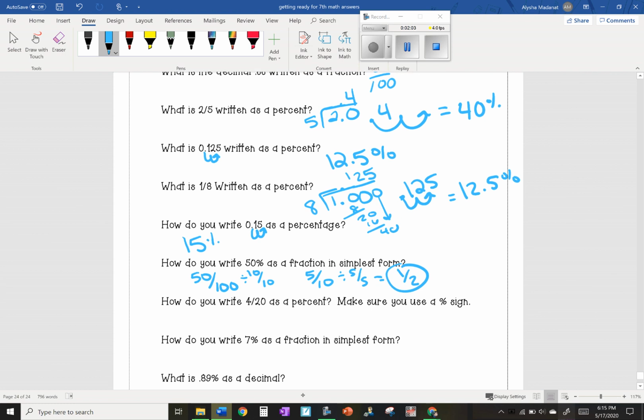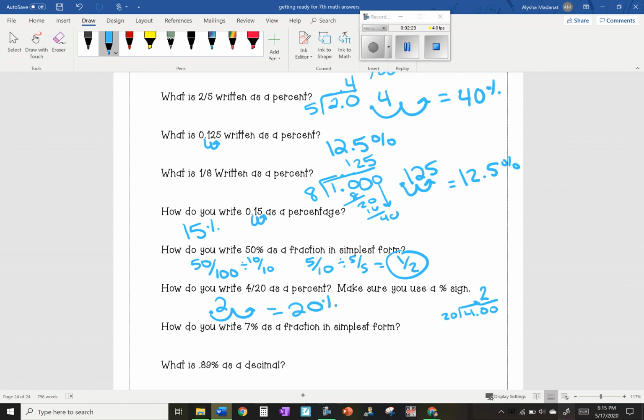How do you write 4/20 as a percent? You're going to divide 4 by 20. So you add your decimals and your zeros. 20 goes into 40 twice. And so you're left with 0.2. Move it 2 places to the right, and you're going to get 20%.